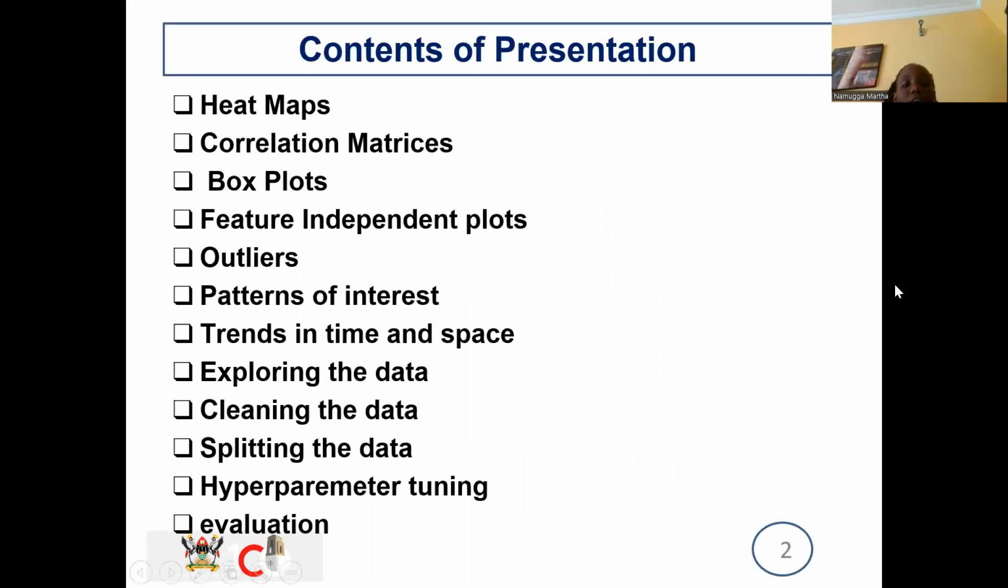I am going to have my heat maps, the correlation matrices, the box plots, feature independent plots, the outliers, the patterns of interest, the trends in time and space, exploring data, and the operations on my data set. I'm going to explore, I'm going to clean, I'm going to split it, and then I'll tune the hyperparameters, and then evaluate. I'll have my evaluation.